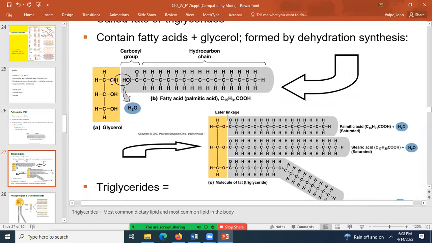It links to glycerol. And in dehydration synthesis, we have water coming out, and the OH comes off the carboxyl group, and a hydrogen comes off the glycerol. And then that will link directly this oxygen of glycerol to the first carbon of the fatty acid chain. Any question about any of that?